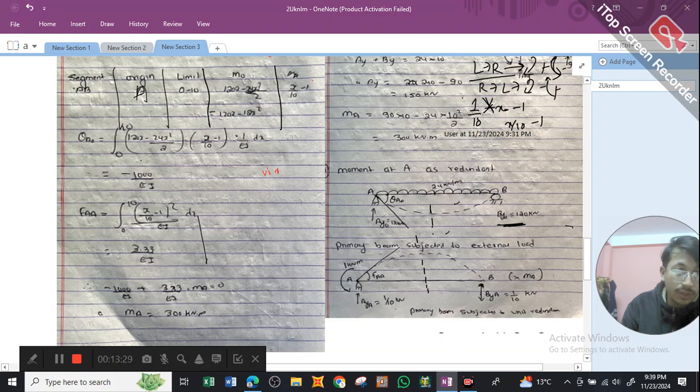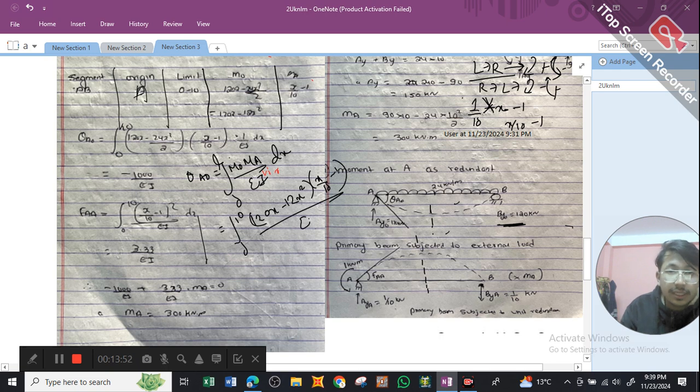So we have our formula of theta a naught. Theta a naught will be equal to the integral of m naught ma divided by EI dx. Our limit is 0 to L, so our limit is 0 to 10. We have our value of m naught, which is 120x minus 12x square, and our ma is x by 10 minus 1, divided by EI dx. On solving this, we're going to get the value of minus 1000 divided by EI.